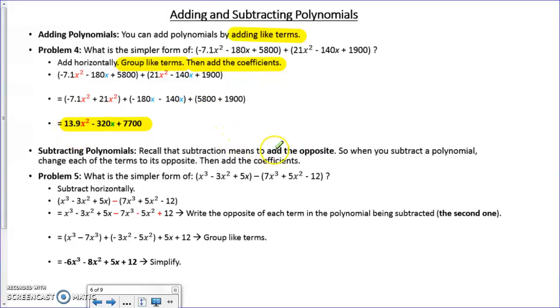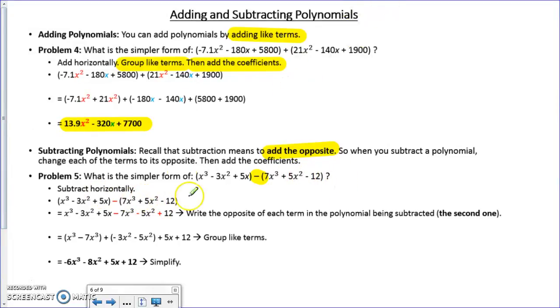Recall that subtraction means to add the opposite. So when you subtract a polynomial, change each of the terms to its opposite, then add the coefficients. Problem 5. What is the simpler form of x cubed minus 3x squared plus 5x minus 7x cubed plus 5x squared minus 12? So we're going to subtract horizontally.